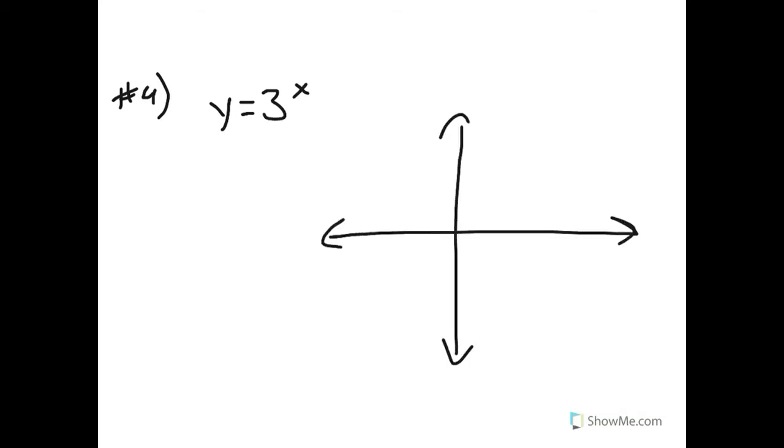Number 4, graph each equation using the parent graph. Well, the parent graph is an exponential function with a horizontal asymptote at y equals 0. This base is 3, so it's going to grow faster than a base that was a 2. As it goes to the right, it crosses the y-axis at 1, and then it grows faster than it would if that was a 2 as a base. As it goes to the left, it's getting closer and closer to the x-axis. That's number 4.